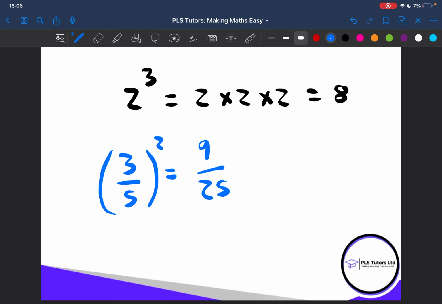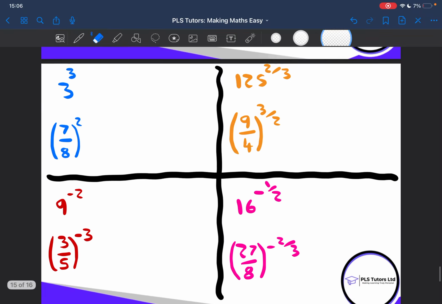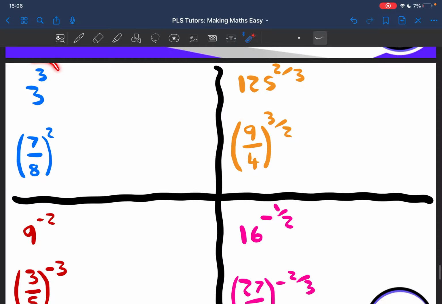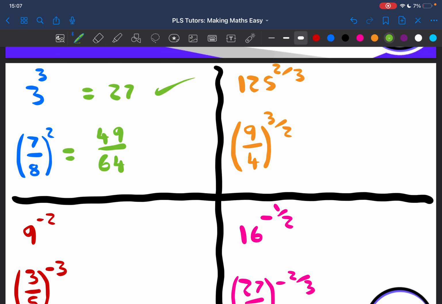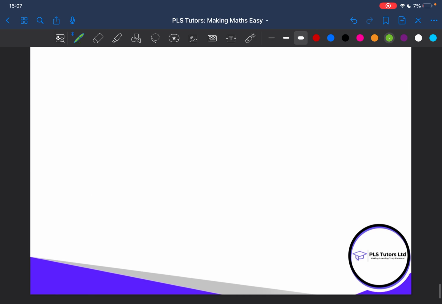Okay, so when we look at our questions up here then, we can see that 3 cubed is 3 times 3 times 3, which just becomes 27. And then this one, 7 squared is 49, 8 squared is 64. So we've done both of those. Okay, so now we're going to look at what happens if the power itself is negative. So for example, if we had 8 to the minus 2, or 3 over 5 to the minus 3.